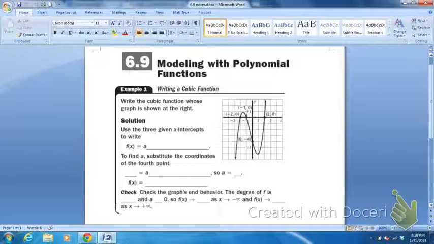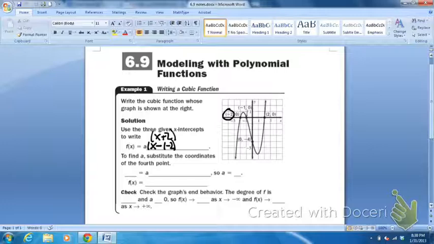So in example 1, we're going to write the cubic function whose graph is shown at the right. The solution is use the given x-intercepts to write the factors. So I'm going to look at where the graph hits the x-axis, and I know I have a 0 at -2, which means, remember, the factor is of the form x minus that 0, which is -2. So really, x plus 2.